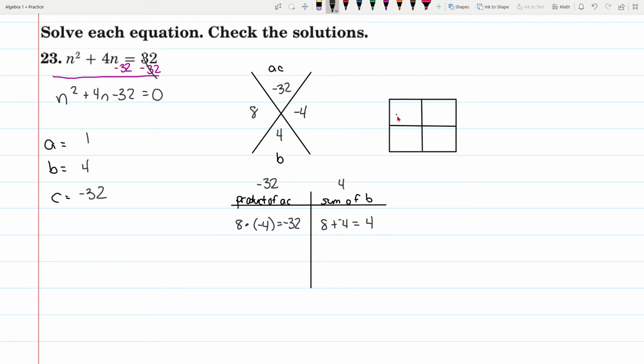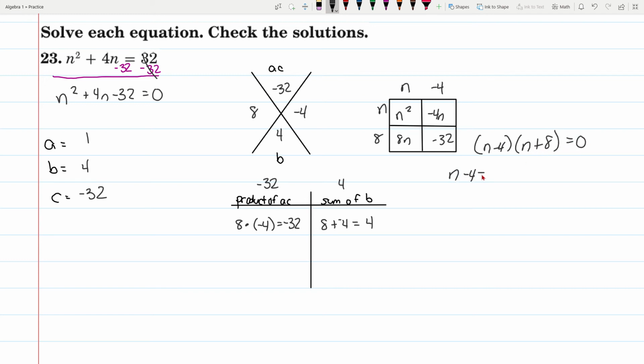We have n squared plus 8n and a negative 4n, minus 32. Pull out your greatest common factors: n, negative 4, n, positive 8. And so n minus 4 times n plus 8 are going to equal 0.